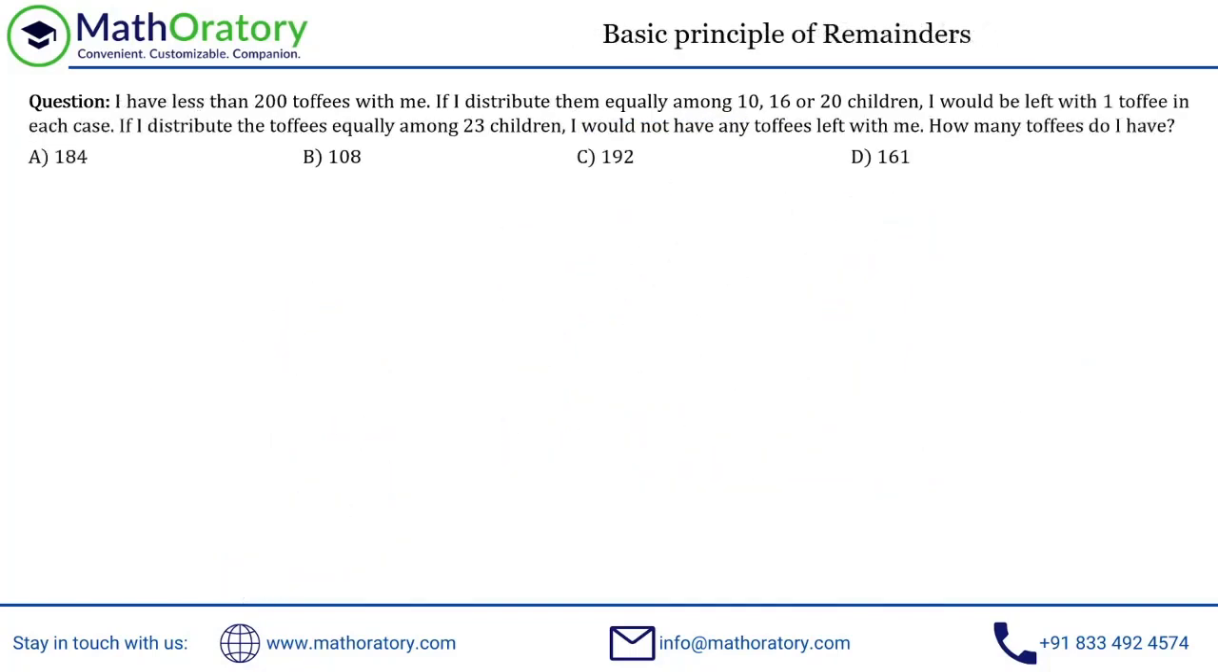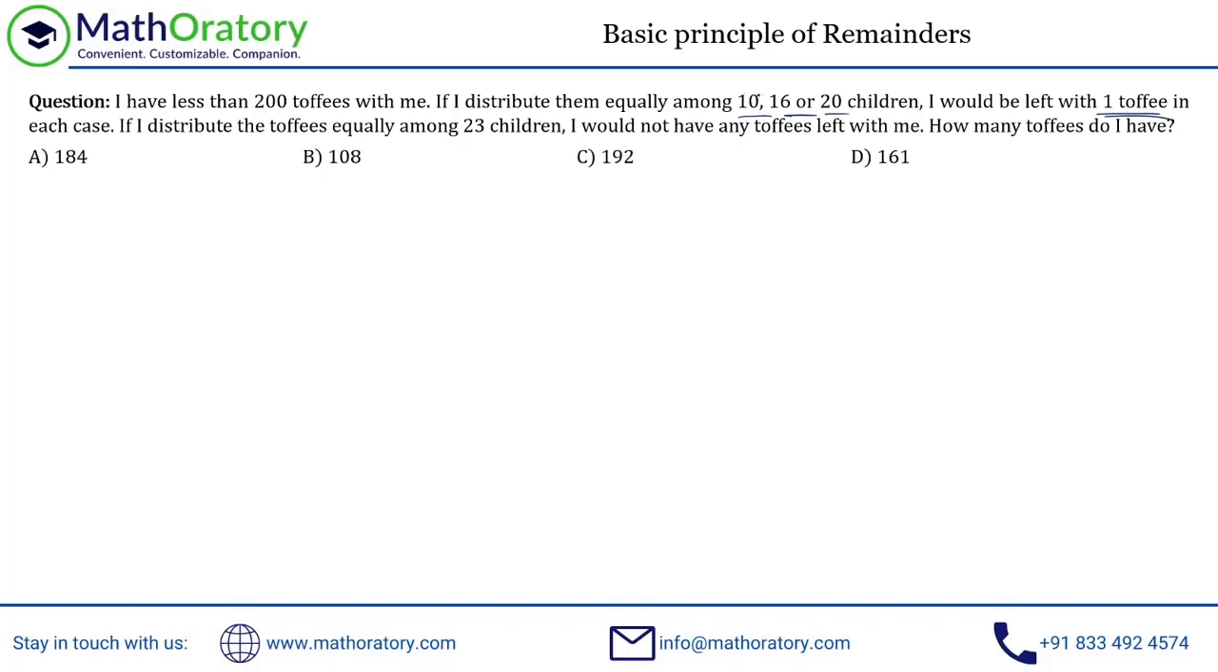This is a nice idea on remainders. You must have experienced a question like this when you're preparing for any aptitude test. But having an option out here, and that too such nice options, you should solve this question within 5 seconds. See, whenever you are reading this part, if I distribute them equally among 10, 16, or 20 children, I would be left with one toffee.